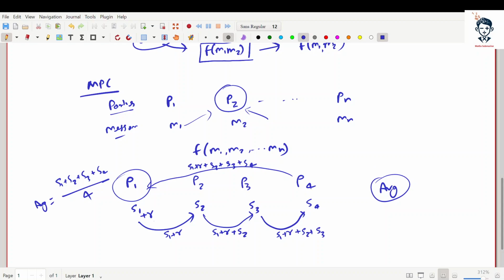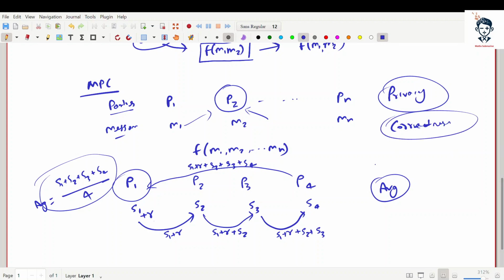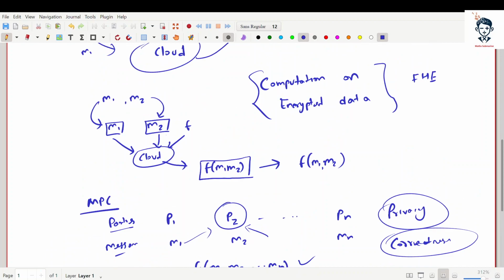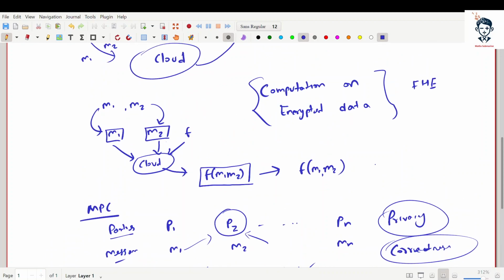If you observe carefully, there are two important things here. First is privacy. That means nobody is sharing their data to anyone in plain. And second is correctness. Correctness means the actual computation which they want to compute should be correct. So this is multi-party computation, MPC, because the parties interact with each other to compute something. Whereas in fully homomorphic encryption, they were involving a cloud to compute something. So in both cases the computation is going to happen.